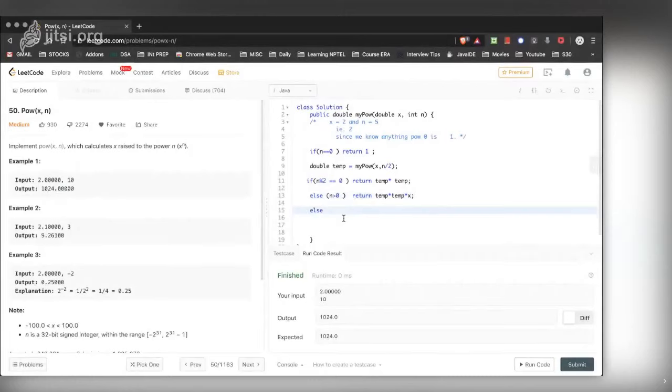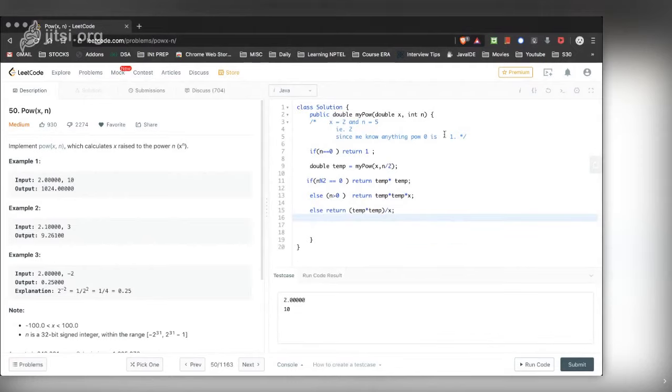Otherwise we'll just return temp into temp divided by x, where this means n is a negative value. Say n is equal to minus 2. That means 2 power minus 2 can be written as 1 by 2 power 2. Okay, let's run this test case here. Simple test case. See how it goes.